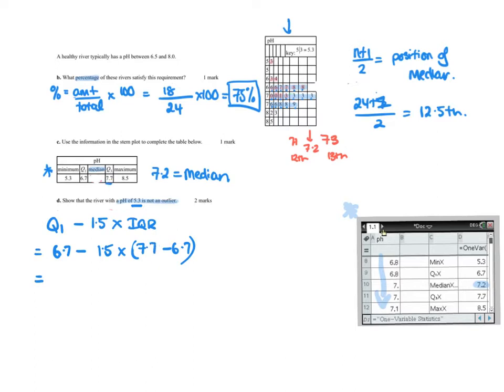Sorry, this is 7.7, I've read the maximum there. So Q3 is 7.7. So when we work out that calculation, it's 5.2. So you then have to write a little statement. So you have to show this, and then you write, therefore, 5.2 is less than 5.3, and so 5.3 is not an outlier. Okay, so 5.3 is larger than 5.2, so it's not an outlier. You need to have a little statement there. You don't have to use the symbols, but you do need a statement.